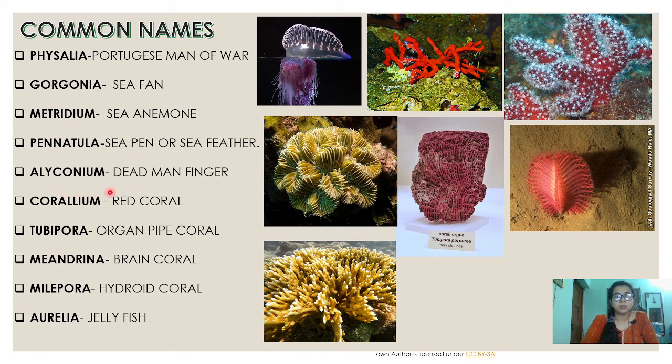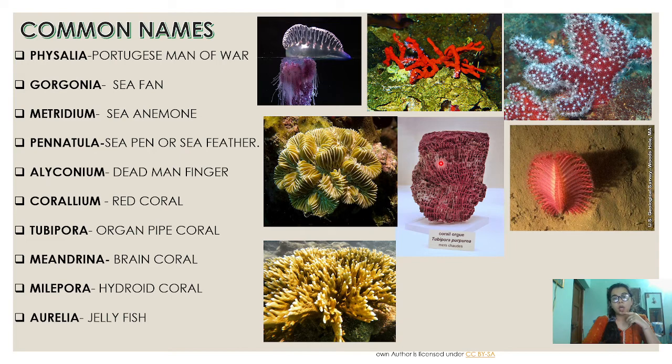Then Alcyonium, that is known as dead man's fingers. This is the Alcyonium, which is dead man's finger. Then Corallium, that is red coral. Why is it called red coral? Because it is red in color and they are coral. So, Corallium is known as red coral. This is asked many times. This is the important one. Corallium is known as red coral.